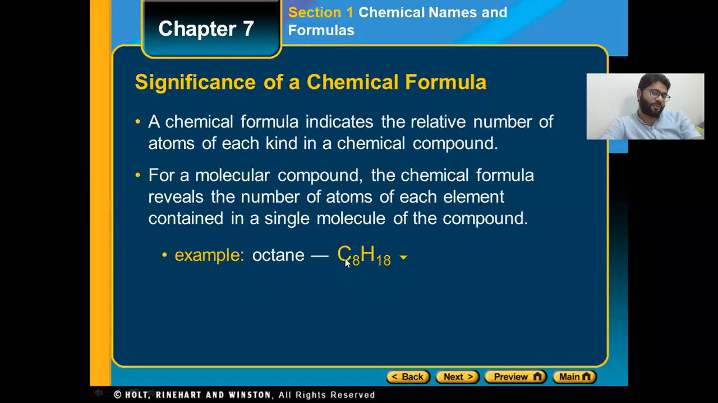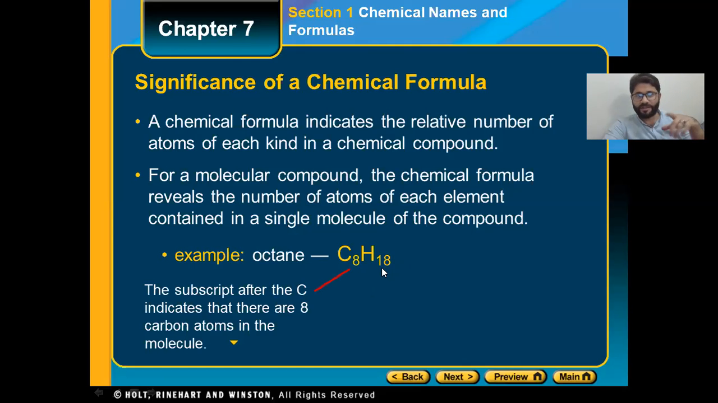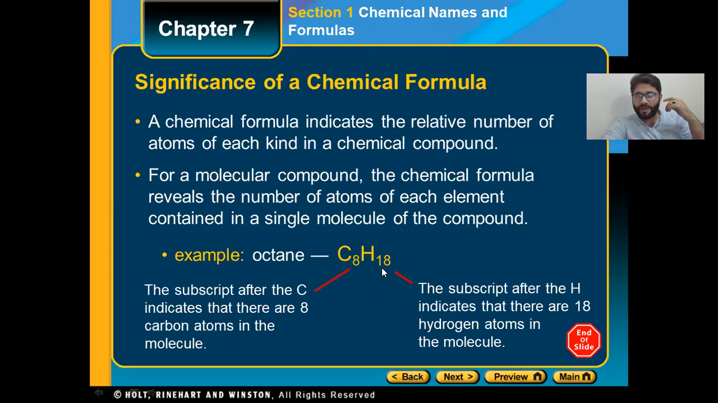The symbols over here: for carbon, we are using C, and for hydrogen, we are using H. One thing should be very clear to you: in front of C, the subscript mentioned is 8, while in front of hydrogen, the subscript is 18. So it means that we have 8 atoms of carbon and 18 atoms of hydrogen.